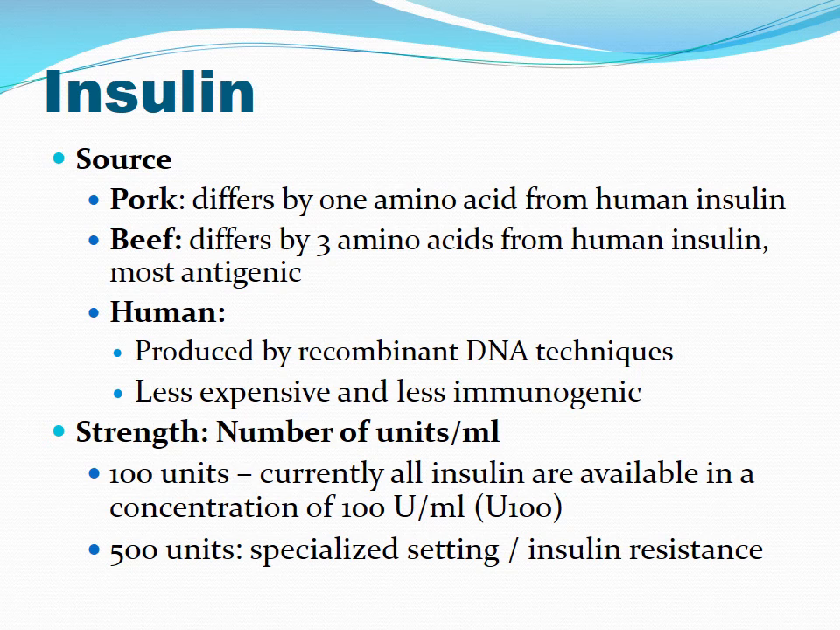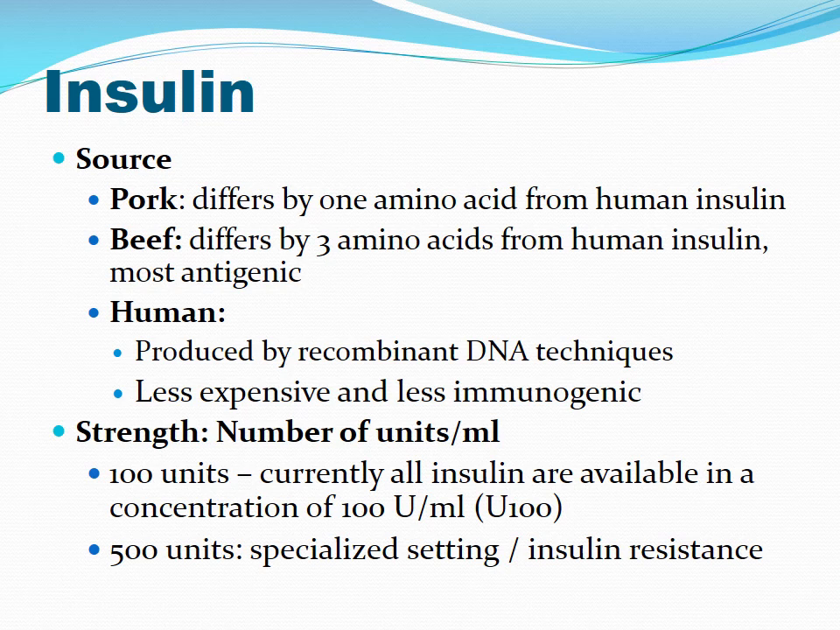Source of insulin. Insulin can be taken from pork, which is the nearest to human insulin, with only one amino acid difference between them. Beef insulin differs by 3 amino acids from human insulin and may be antigenic. Human insulin is produced by recombinant DNA techniques, and is less expensive and less immunogenic.